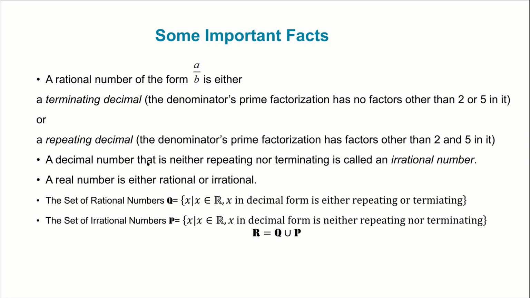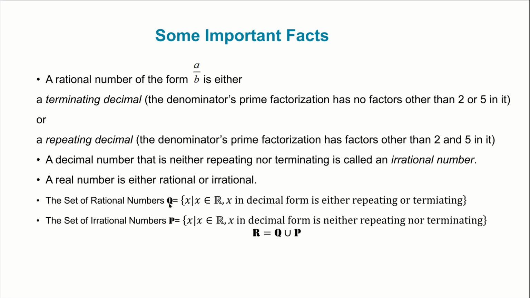A decimal number that is neither repeating nor terminating is called an irrational number. Now, it's important to understand that the set of real numbers is composed of nothing but these two types of numbers. So if you look at a real number, it's either going to be rational or irrational.